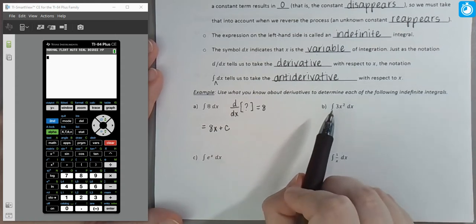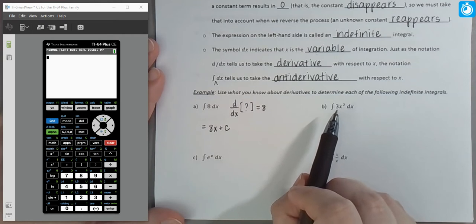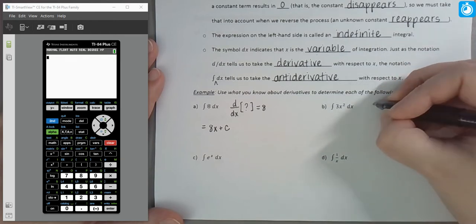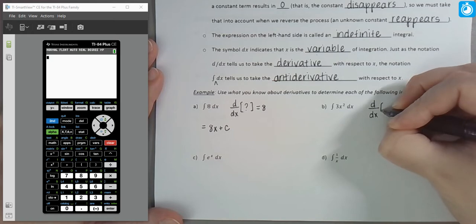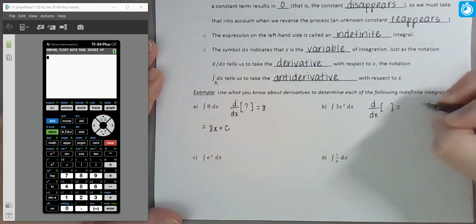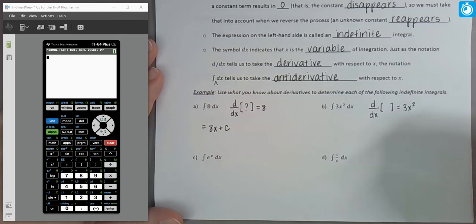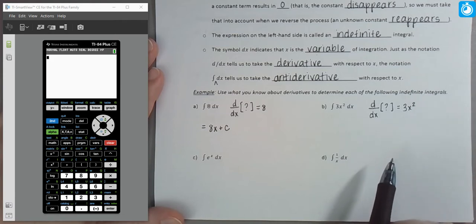Now let's try another one. We want to take the antiderivative, or the integral of 3x squared with respect to x. So again, what is this asking? It's saying the derivative with respect to x of some function was 3x squared. And again, we're asking the question, what is that function that we differentiate to get a derivative of 3x squared?